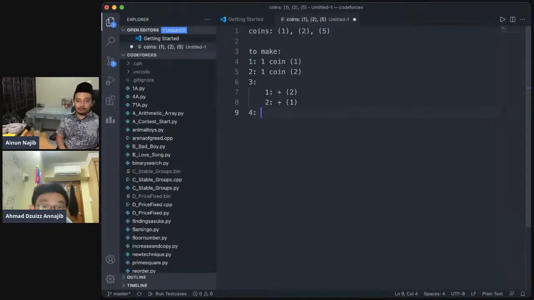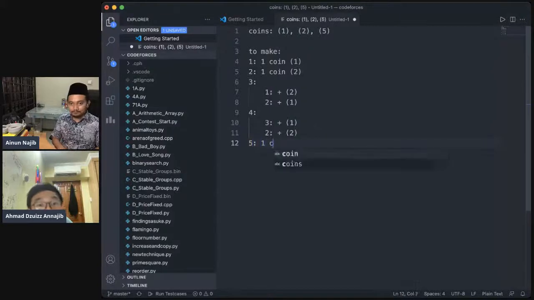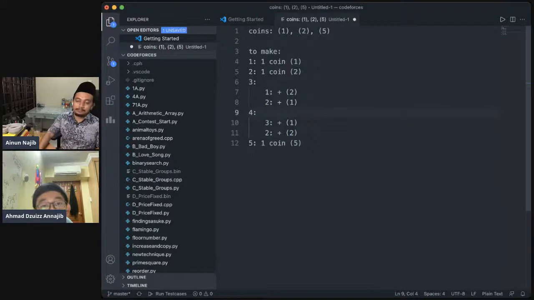Now the option for four is what? How many options do you have for four? For four, it's one plus three or two plus two. Yes, correct. So you can do this, or like this. See where I'm going? Now five is straightforward. Five is just one coin.